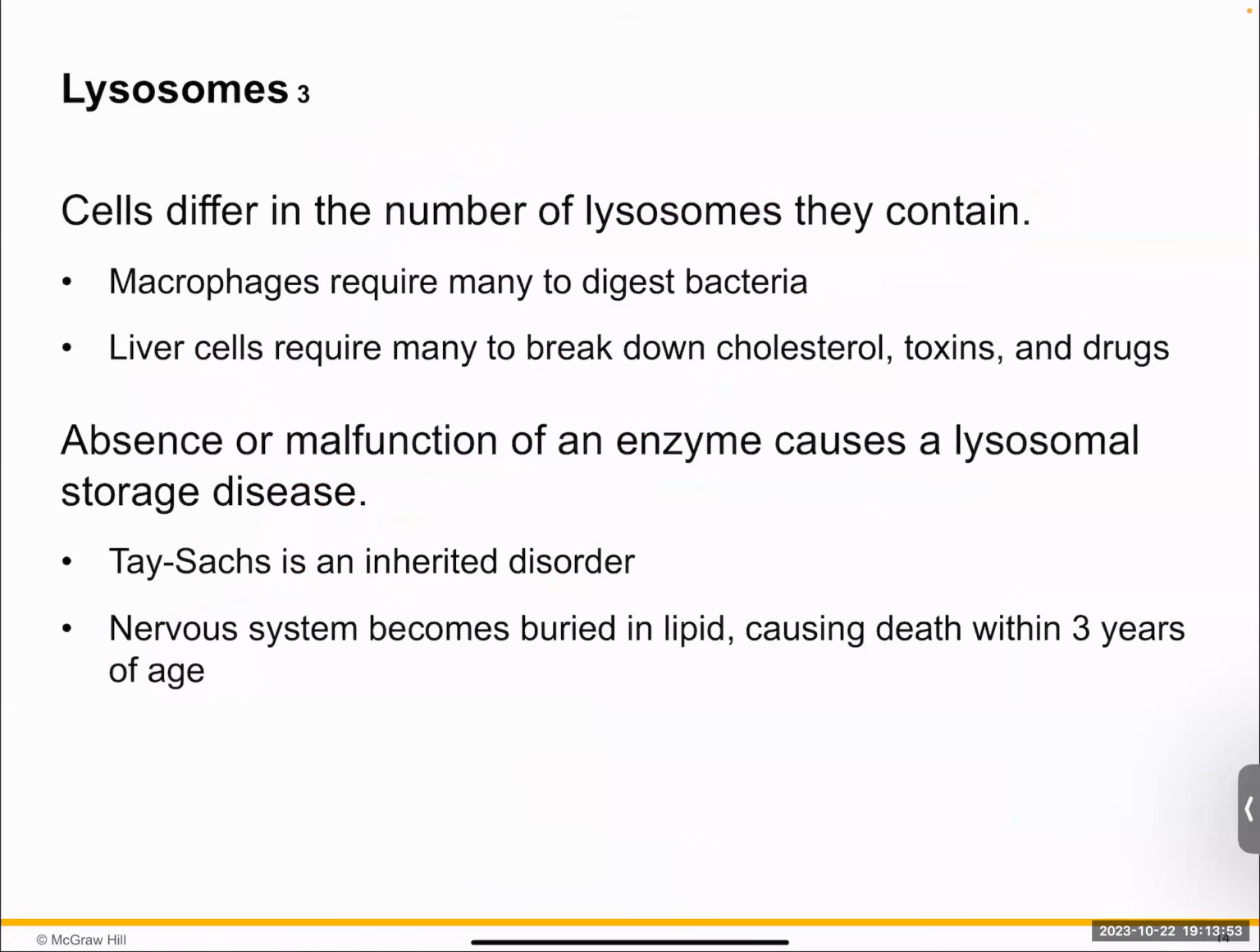What else do we have in terms of lysosome? What is important in terms of lysosome? Different types of cells in our body have different numbers of lysosomes. For instance, macrophages, which are a really important type of white blood cells, or WBCs, require a significant number of lysosomes because they use them to destroy bacteria. Liver cells also require a significant number of lysosomes because they're tasked with breaking down cholesterol, toxins, and drugs.